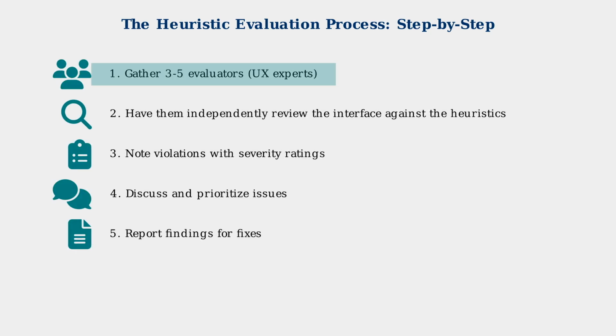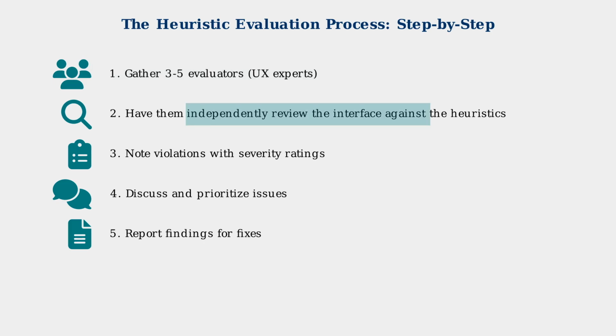The heuristic evaluation process follows 5 key steps to systematically identify usability issues. First, gather 3 to 5 evaluators who are UX experts. This small group ensures diverse perspectives while keeping the process efficient. Second, have each evaluator independently review the interface against Nielsen's 10 heuristics. They work alone to avoid bias and capture different insights.